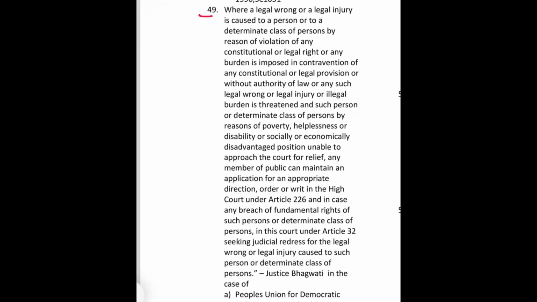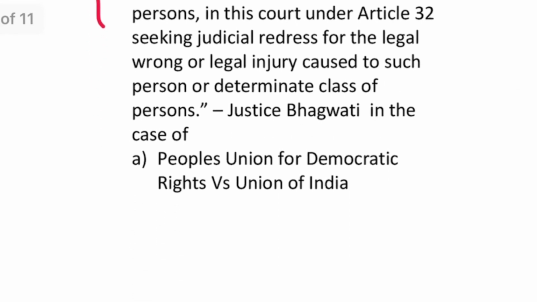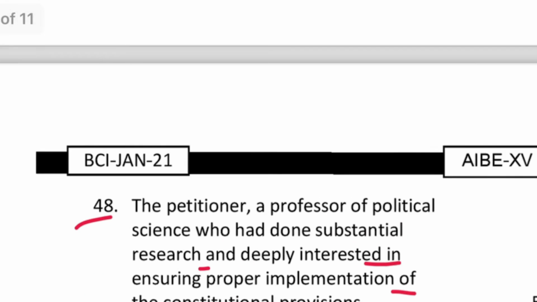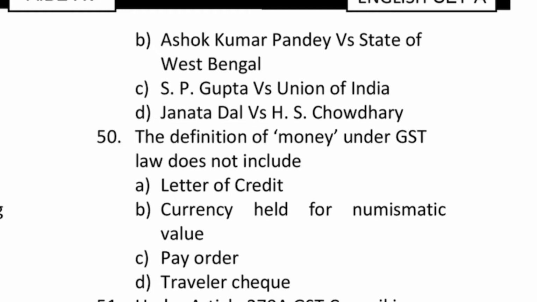Next is 49. Where legal wrong or legal injury is caused to a person or to a determinate class of persons by reason of violation of any constitutional or legal right or any burden is imposed in contravention of any constitutional or legal provision. आप पढ़ सकते हैं इसको, पॉज करके वीडियो को देख लीजिए. किसने कहा था? जस्टिस भगवती इन द केस ऑफ PUCL या फिर अशोक कुमार पांडे या फिर SP गुप्ता वर्सेस यूनियन ऑफ इंडिया. C is the answer.